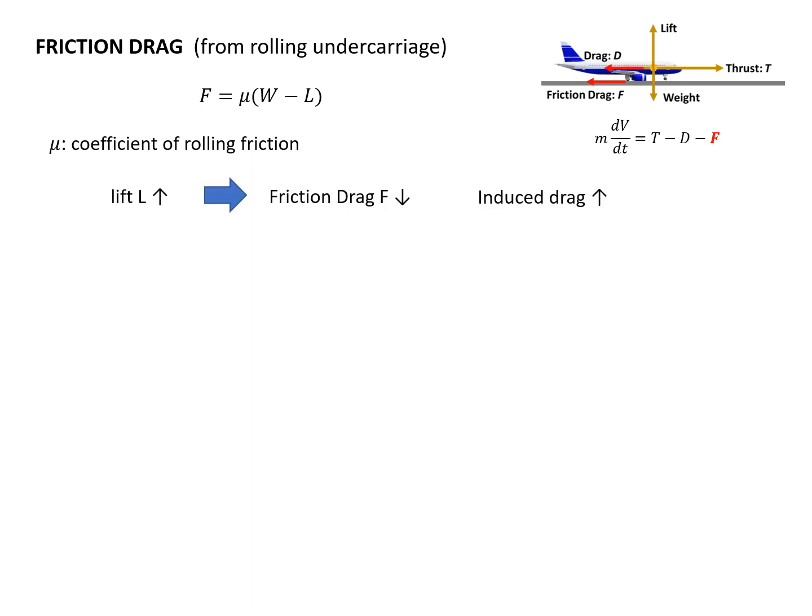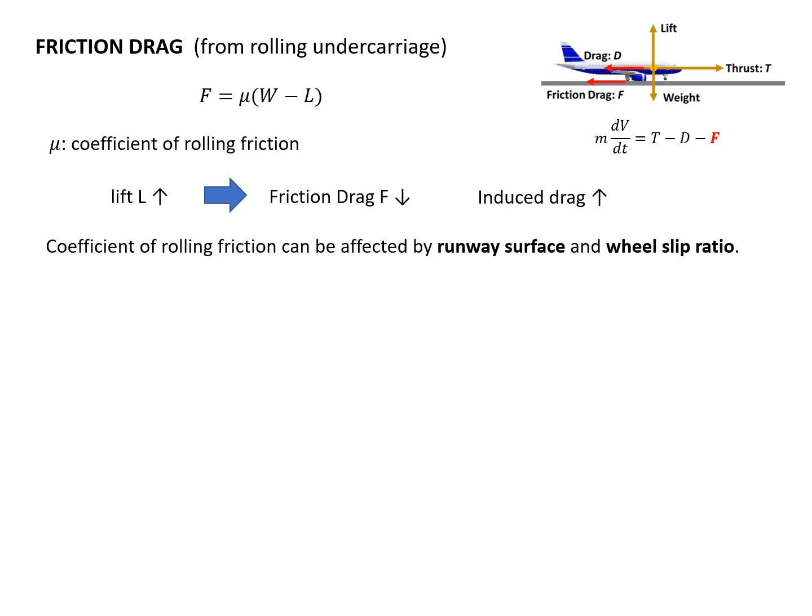And so we know if L, the lift, increases, and since the weight W doesn't change, the friction drag will reduce. And also, at the same time, the induced drag will increase because induced drag is associated with lift. So if the lift increases, the induced drag will increase at the same time.